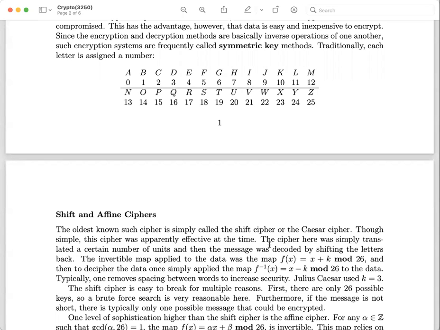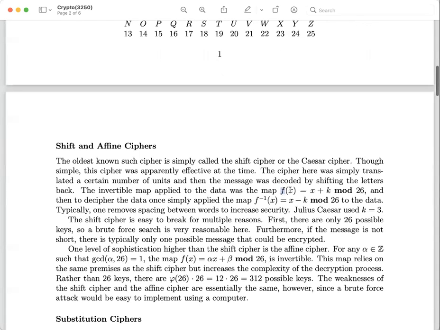And so really what you're doing is you're working over the integers mod 26, and you're applying this function, f of x is x plus k. To decode, you would just apply the function g of x is x minus k. That turns out to be the inverse function, and then you can arrive back at the plain text.